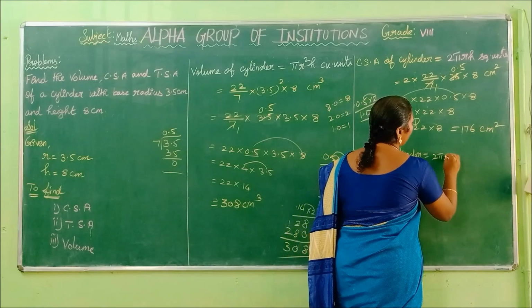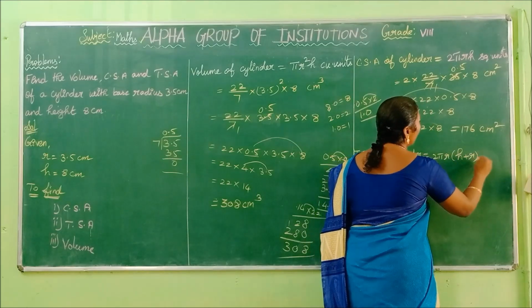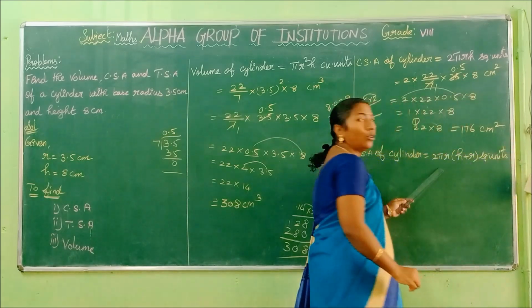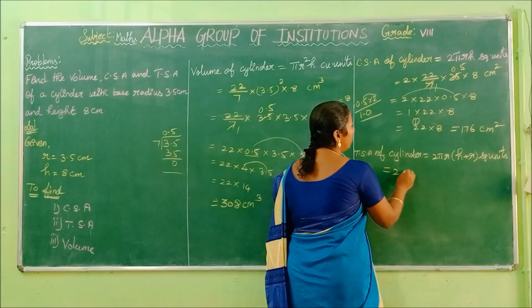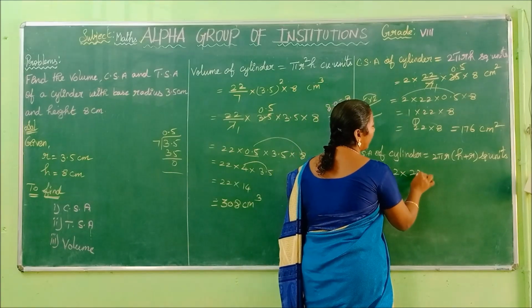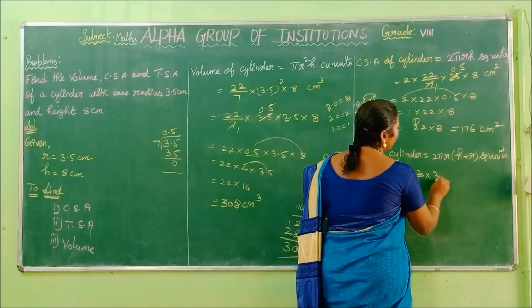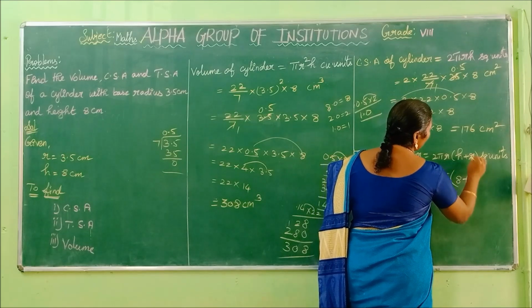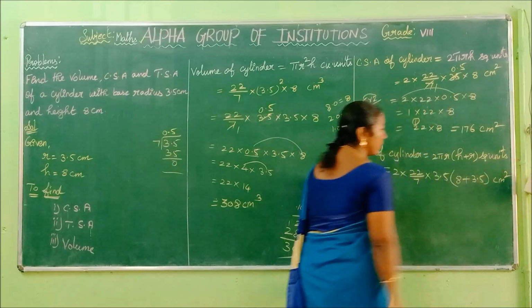2 pi r into h plus r square units. So substitute the value 2 into what is the value of pi? 22 by 7 into what is the value of r? 3.5. What is the value of h? 8 plus value of r is 3.5 centimeter square.